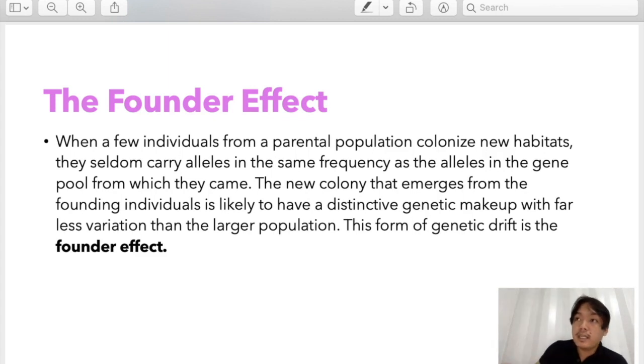Take a look at a red fur population that is colonizing new habitats. The new colony that emerges from the founding individuals is likely to have a distinctive genetic makeup because they are not from that area. The founder effect means that the founders found a new habitat where they can interchange new gametes, where genetic drift can form. We call that the founder effect.